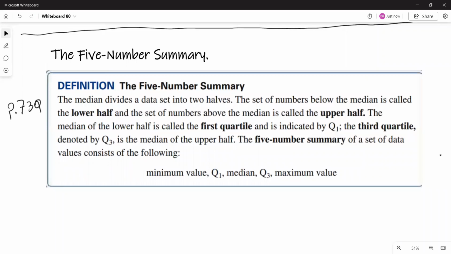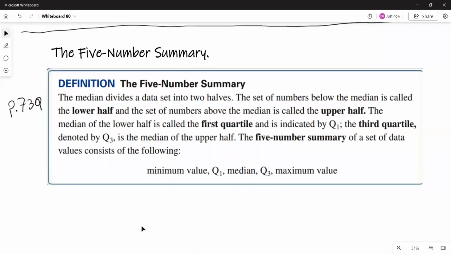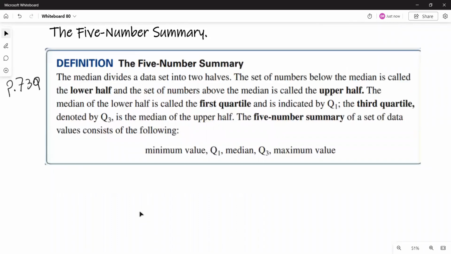Okay, so the median divides the data into two halves. The set of numbers below the median is called the lower half, and the set of numbers above the median is called the upper half. The median of the lower half is called the first quartile. So it's going to be the median of the first half, and it's indicated by Q1. The third quartile, denoted by Q3, is the median of the upper half.